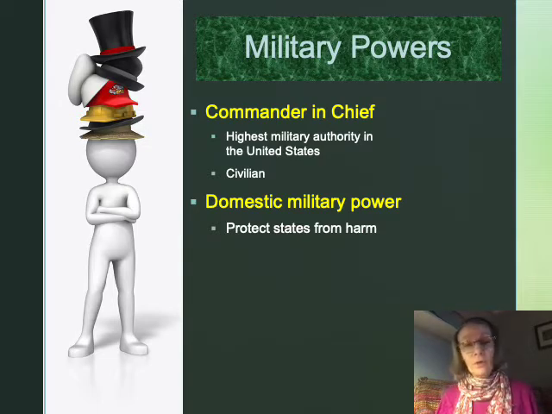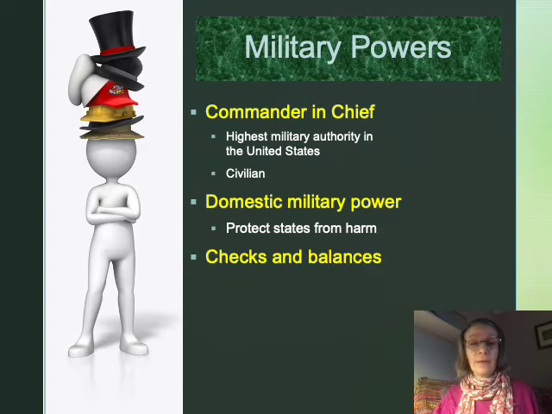But it can also be used, historically, as a way of making sure that judicial orders are followed. The example is in 1957, when President Eisenhower sent troops to Little Rock, Arkansas, because the governor of Arkansas refused to follow the judicial orders to desegregate their schools. And so that's a good example of that domestic military power.